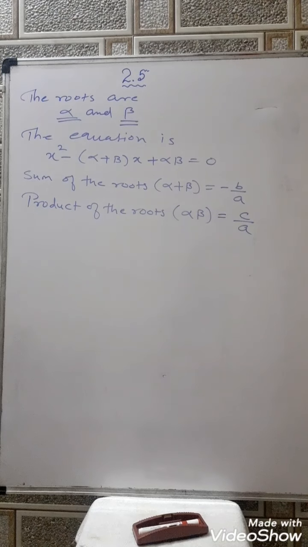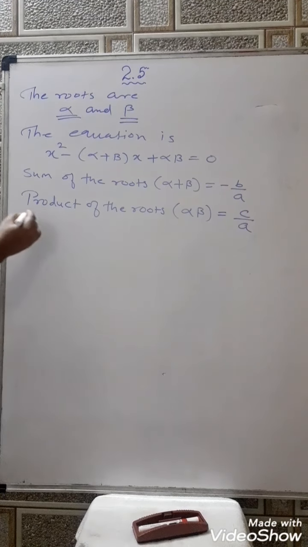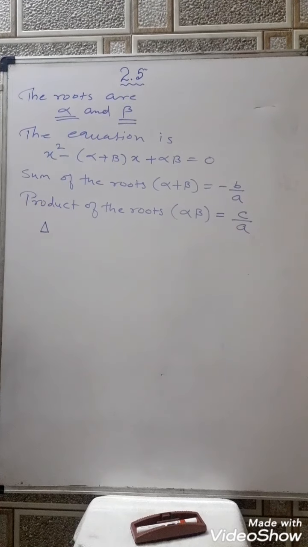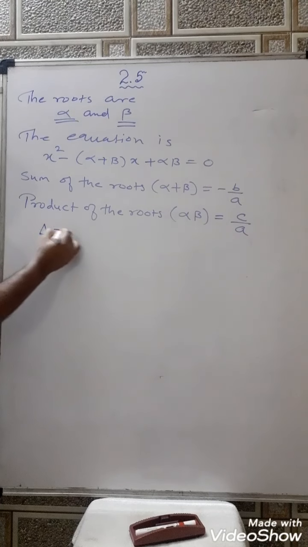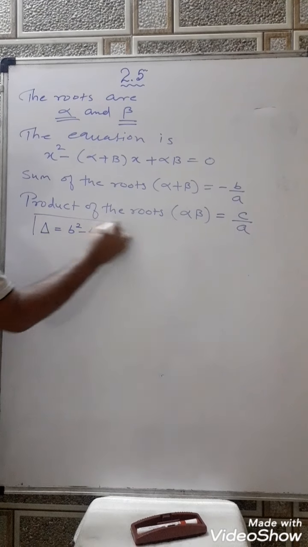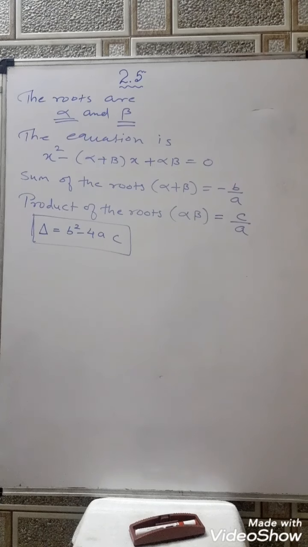Now we write more. We find the discriminant. For that we use the symbol delta. How to find delta? Delta is equal to b square minus 4ac. That is how we find the discriminant, delta.